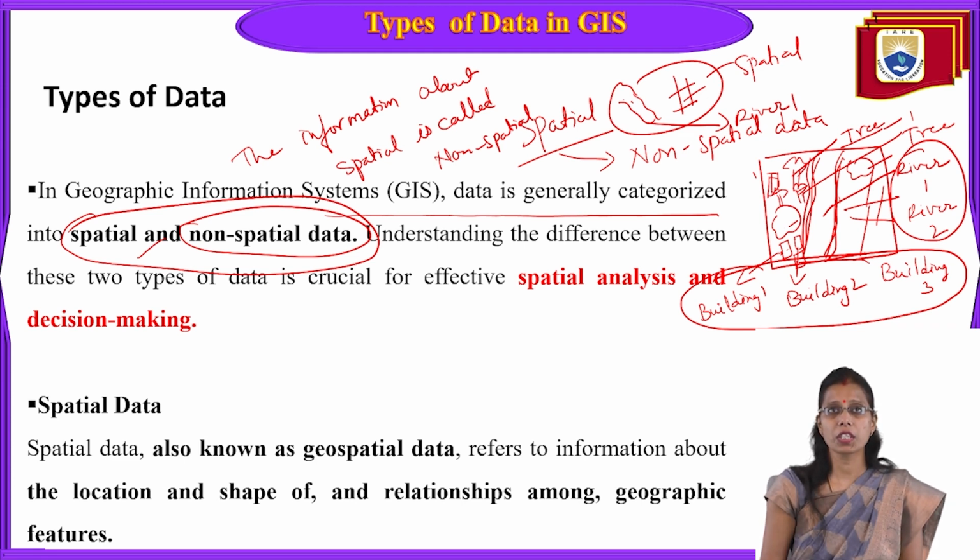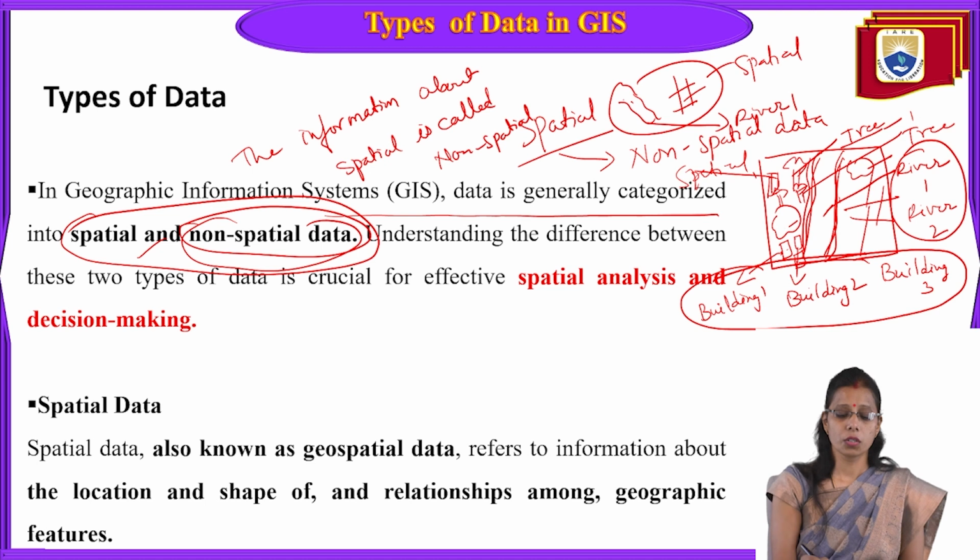So if you have spatial data and you don't have non-spatial data, that means there is no use of that particular data. If you have non-spatial data, like river 1, river 2, tree 1, tree 2, building 1, building 2, and you don't have the spatial data, then also it is not complete. It is not useful. Okay, so whenever you insert data in GIS, we have to insert spatial and non-spatial data together. So this is called spatial and non-spatial. Now I'll be discussing in detail with images and figures.